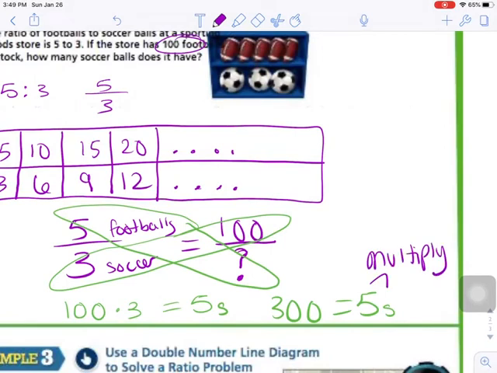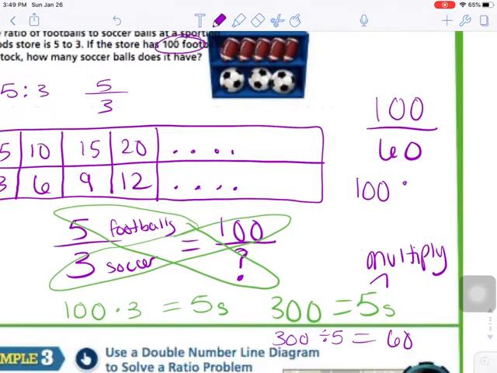And to solve for my variable, to get my variable by itself, I'm going to undo that operation. So what I'm going to do is 300 divided by 5. And so when I do 300 divided by 5, I'm going to get 60. And so that means that for 100 footballs, I have 60 soccer balls. I have 100 to 60.